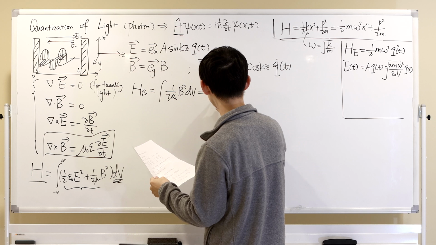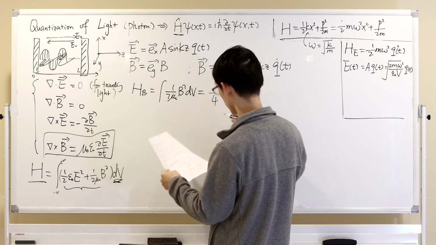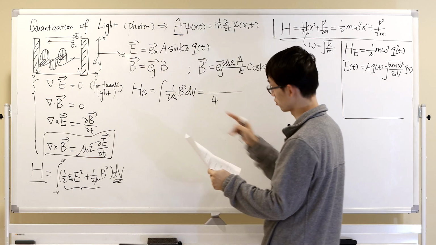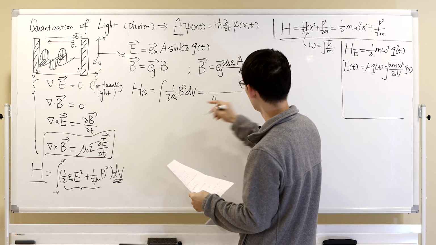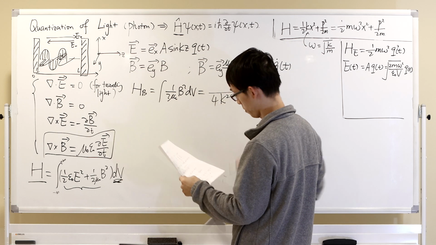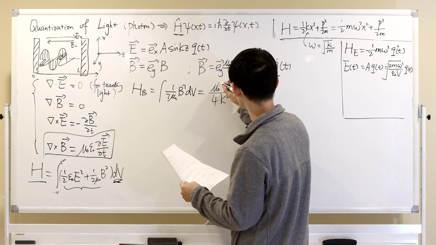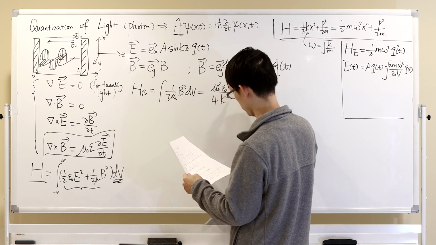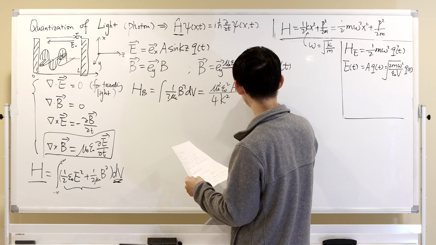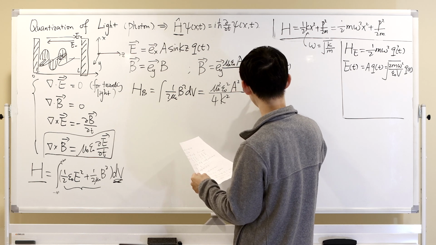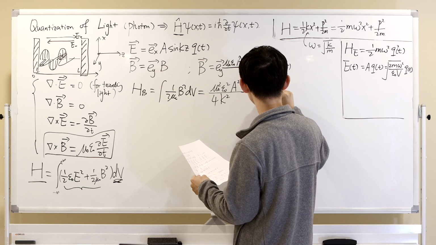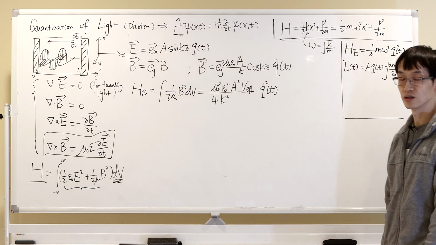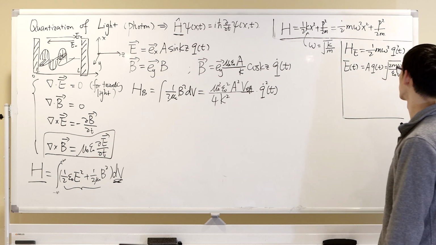the result is 4, okay? 4 comes from 2 squared here, coming from integration of cosine. Here there's a 2, and here's a 2, so there's 4. And then k squared, and mu naught squared, epsilon naught squared, a squared, V effective, and then q t squared. Okay, this is your energy of the magnetic field.